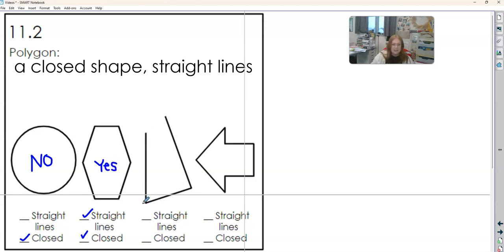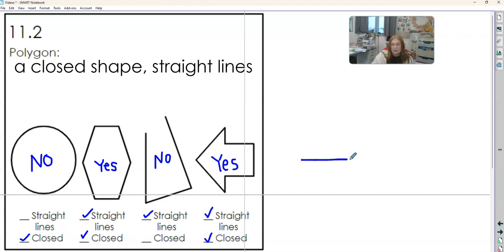Next one: straight lines, straight, straight, straight. That has straight lines, but is it closed? Oh no, there's a big opening here. So this is no. Next: straight, straight, straight, straight. All of those are straight lines, and it is closed up. So yes, this is a polygon.